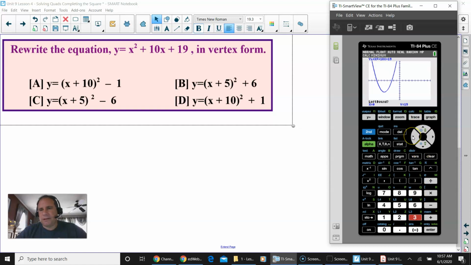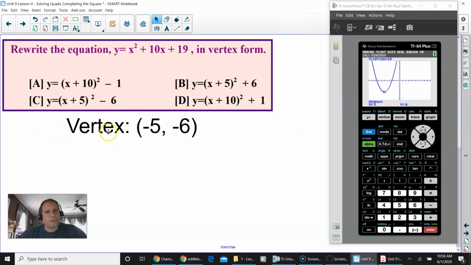The reason why we know it's a minimum is because it's a parabola that is facing up, and that vertex is at the lowest point. So I'm going to go left bound, and then I'll go right bound, and then I'm going to guess, and I'll move it right there, and the minimum is -5, -6. So the vertex is -5, -6. So always use that calculator.